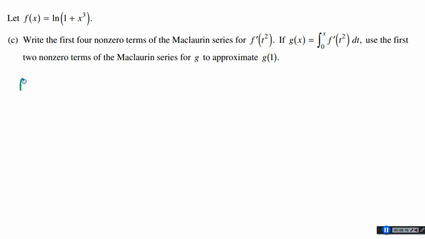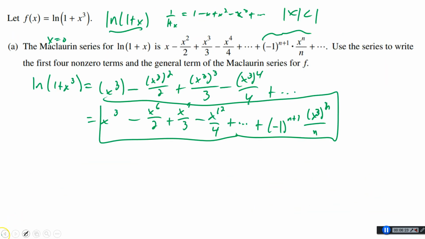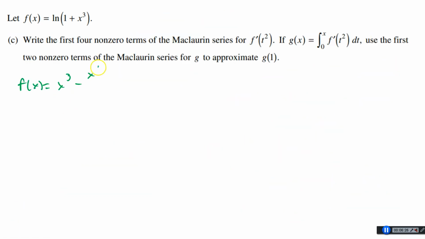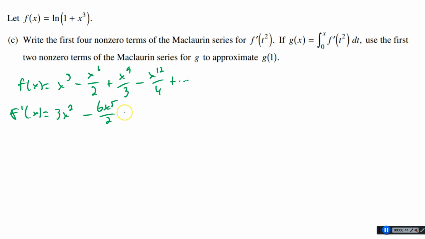Okay, well, we know that f of x was x cubed minus x to the, I gotta check, I think a sixth, right? Is it every 3? Yep, so minus x to the sixth over 2, and then it was plus x to the ninth over 3, and then minus x to the 12th over 4. This pattern keeps going. So then f prime of x would be 3x squared minus 6x to the 5th over 2 plus 9x to the 8th over 3 minus 12x to the 11th over 4.